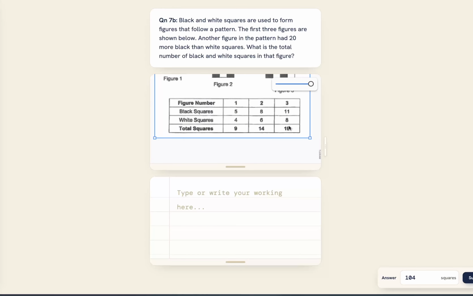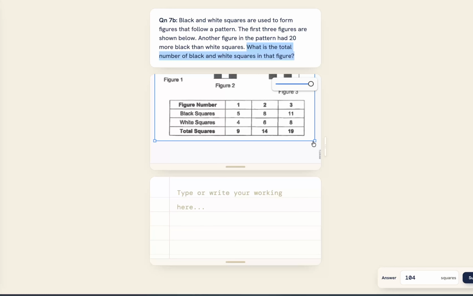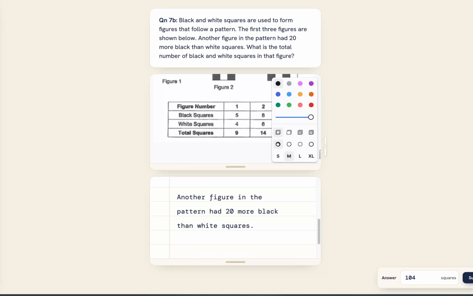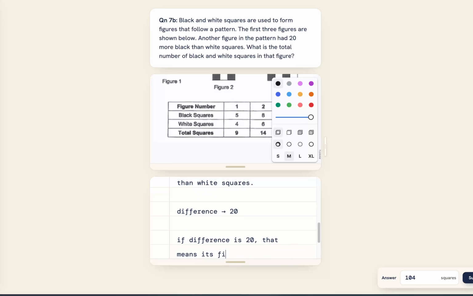Question 7, part B. Another figure in the pattern had 20 more black and white squares. What is the total number of black and white squares in the figure? The thing is that another figure in the pattern had 20 more black and white squares, which means the difference is 20, which means it's figure 20. So now we know that it is figure 20.